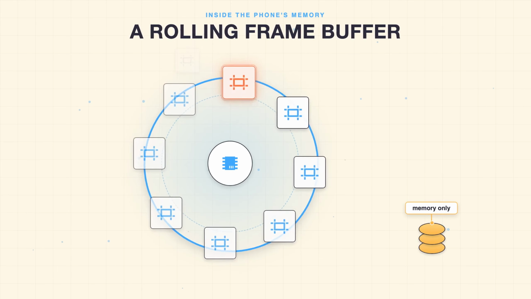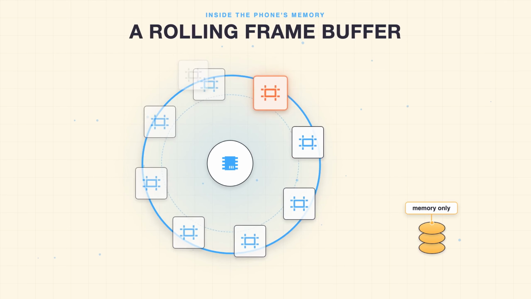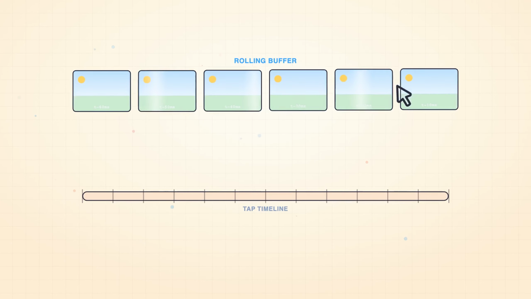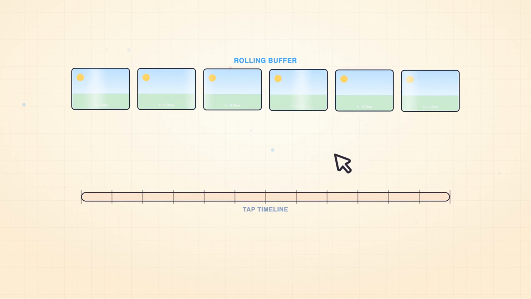The camera was going to take those photos anyway. It just started saving its receipts. Now watch what actually happens when you tap. This is where 0 shutter lag earns its name.